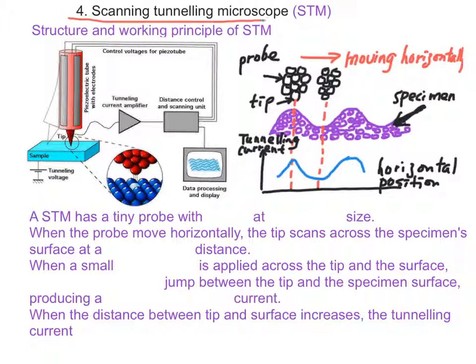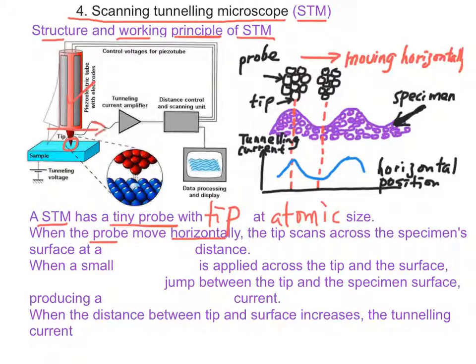Scanning tunneling microscope, STM. The structure and working principle of STM. A STM has a tiny probe with tip at atomic scale. When the probe moves horizontally, the tip scans across the specimen's surface at a close distance.